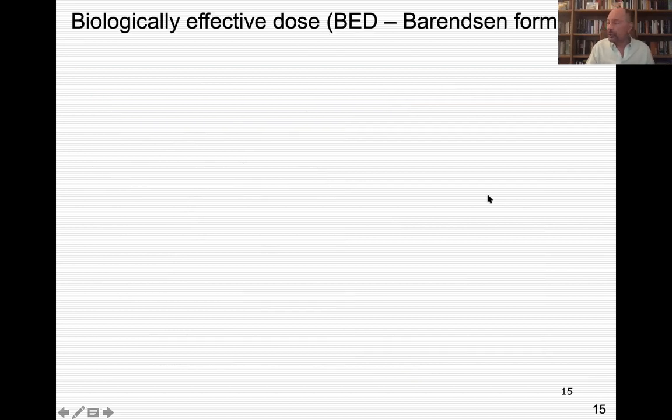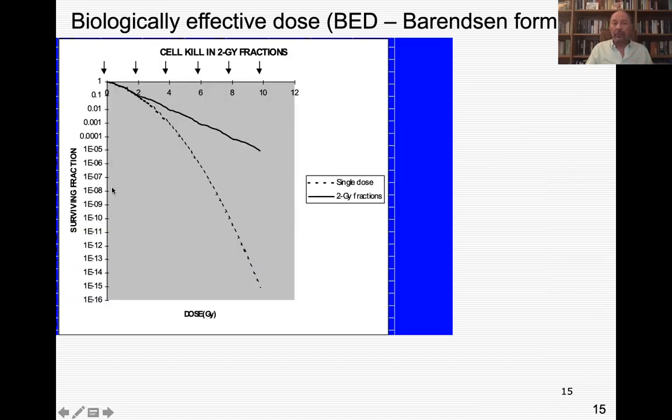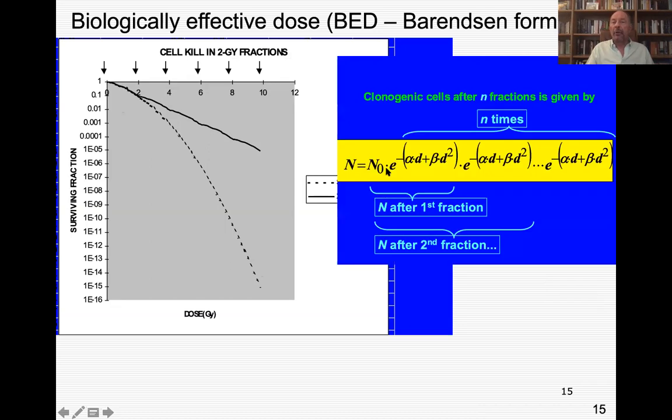So we already saw the Barendsen formula for biological effective dose, which is based on the alpha-beta ratio. Just to remind you, this is the acute dose response curve. This is the fractionated dose response curve. Now, in the fractionated dose response curve, you apply a simple formula, assuming that you have N0 times e^(-alpha d + beta d^2) times e^(-alpha d + beta d^2), and so on. Again, you ignore repopulation here. There's no repopulation in this formula.